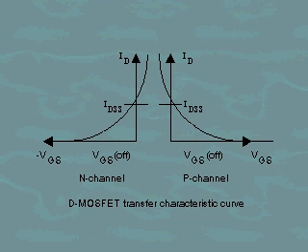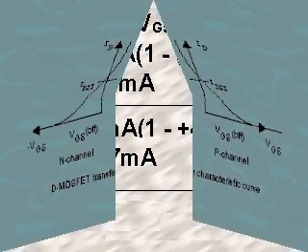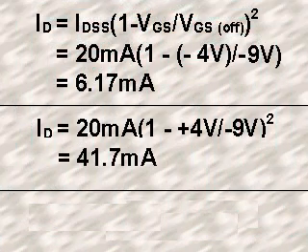Is this an N channel or a P channel? The device has a negative off voltage V sub GS, hence it is an N channel. Calculate I sub D at V sub GS equal to minus 4 volts. Using the equation shown, I sub D is equal to 6.7 milliamps. Calculate I sub D at V sub GS equal to plus 4 volts. Using the equation shown, I sub D is equal to 41.7 milliamps.